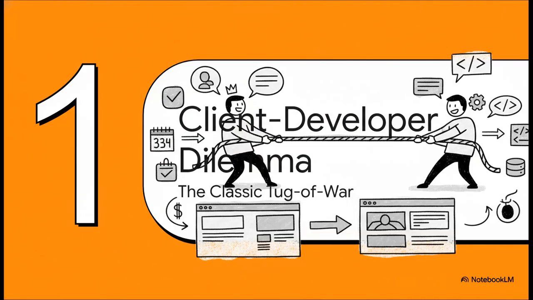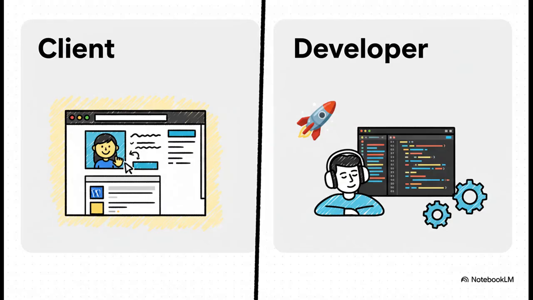So let's dive into this classic tug of war. We're calling it the client-developer dilemma. And if you've ever worked in an agency or as a freelancer, this is probably going to sound very familiar. So look, on one side, you've got the client. They need that WordPress dashboard they know and love for easy, no-code content updates.